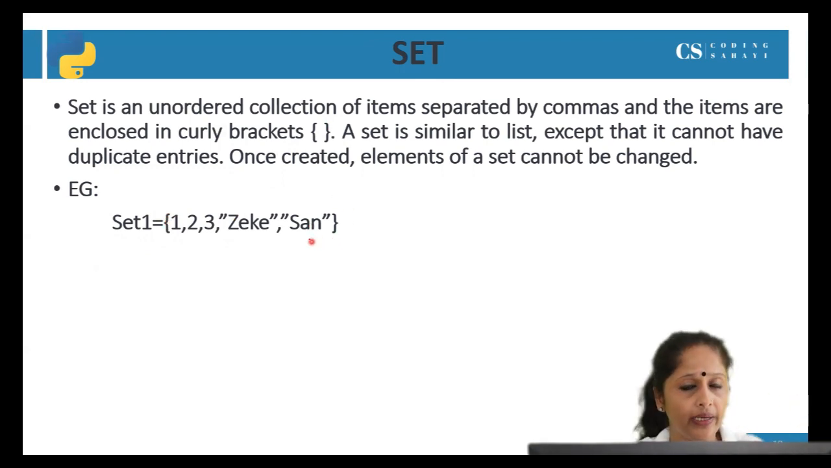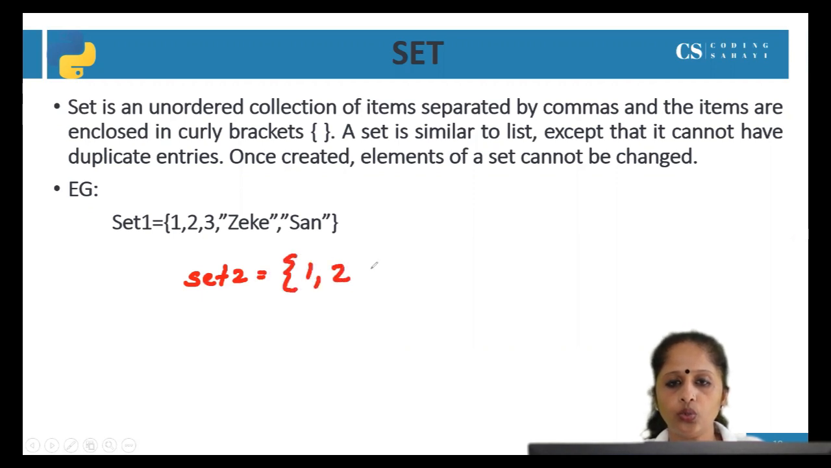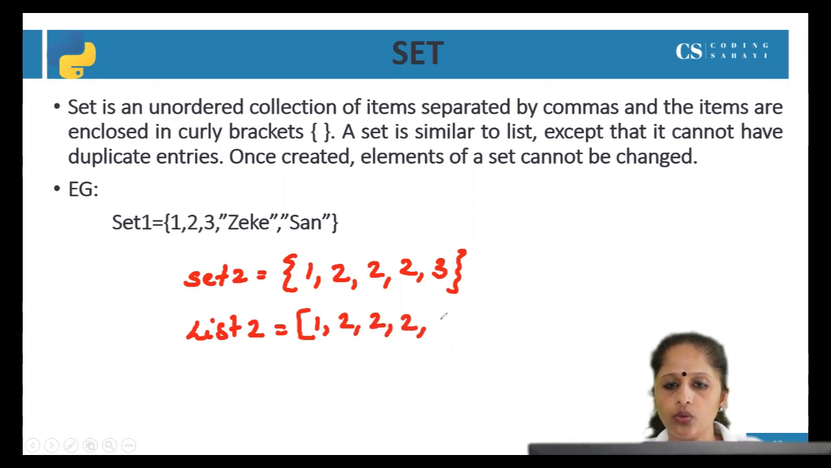For list you use square brackets, here it is curly braces. So 1, 2, 3 and so on I am giving. The difference I mentioned is, if you write set2 equal to 1, 2, 2, 2, 3, and for list I write list2 equal to 1, 2, 2, 2, 3. So here I am using a list and this is a set.